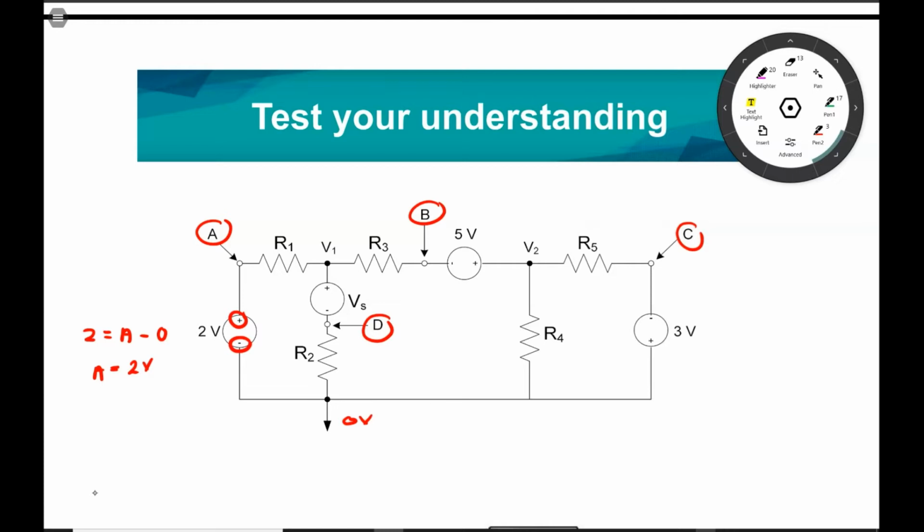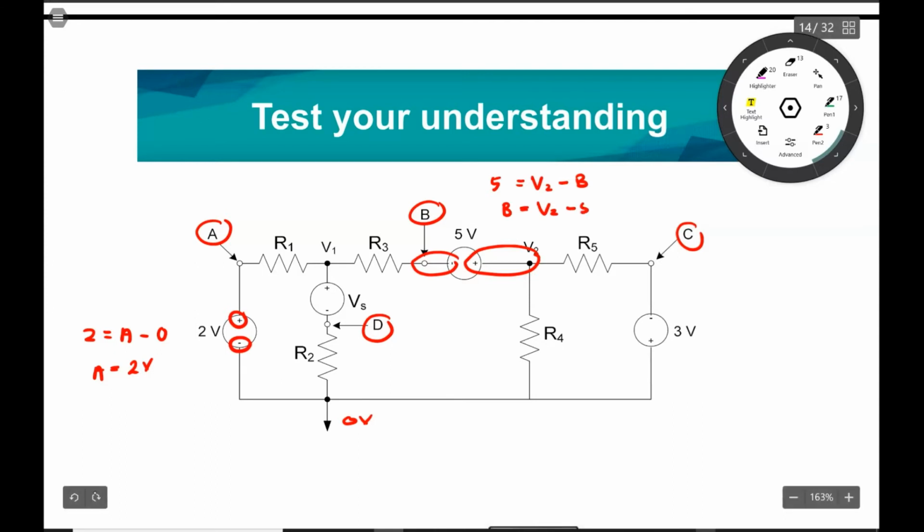And then for B, you can see that this is a supply with the value of 5 volt. So positive minus negative: 5 is equal to V2 minus B. So B is V2 minus 5.